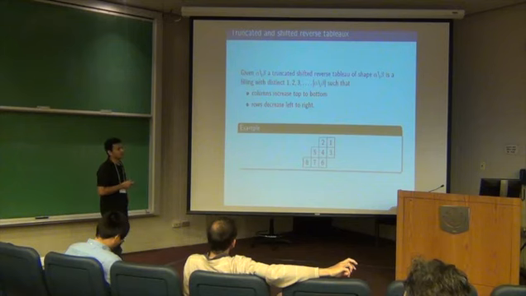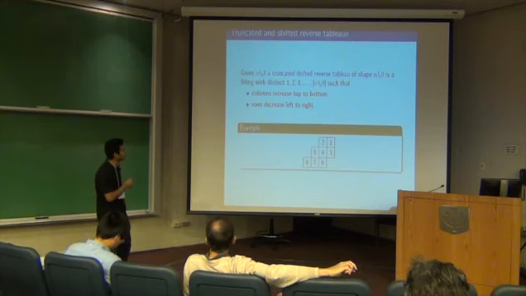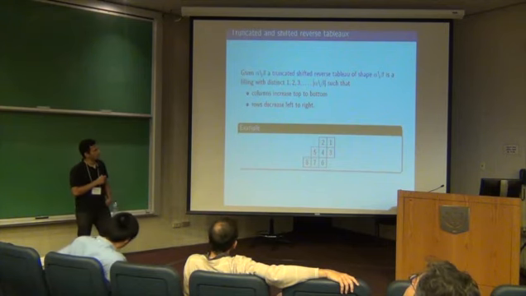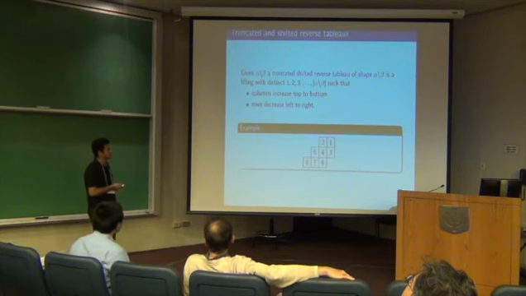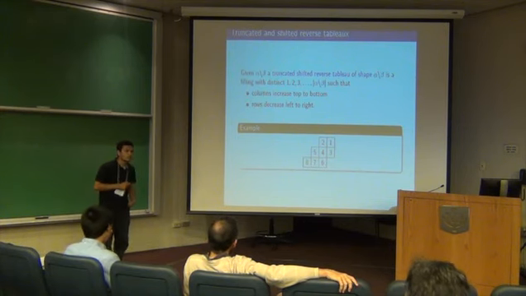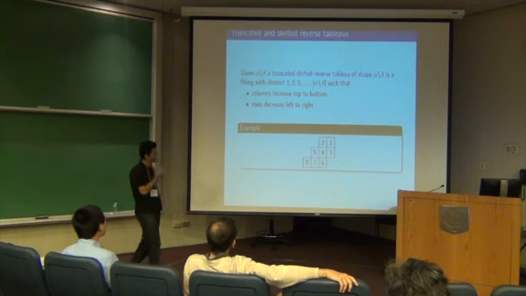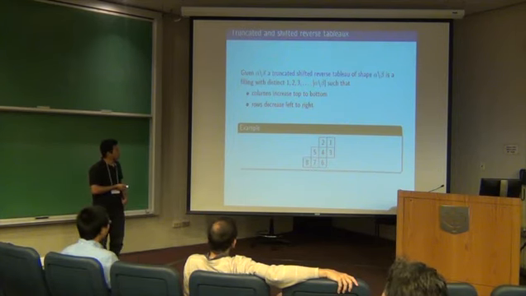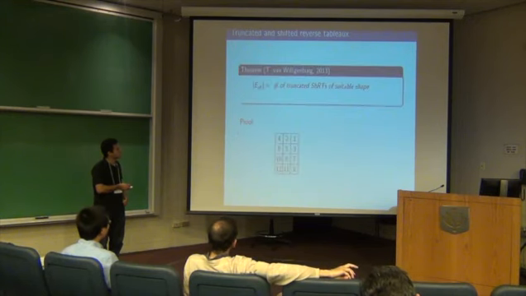So we can talk about fillings of these guys. So the same conditions that you use for the shifted reverse tableau, you can impose them here. So the columns increase from top to bottom, while the rows decrease from left to right. And here's an example of a truncated shifted reverse tableau of shape 2, 4, 5, skew 1, 2.